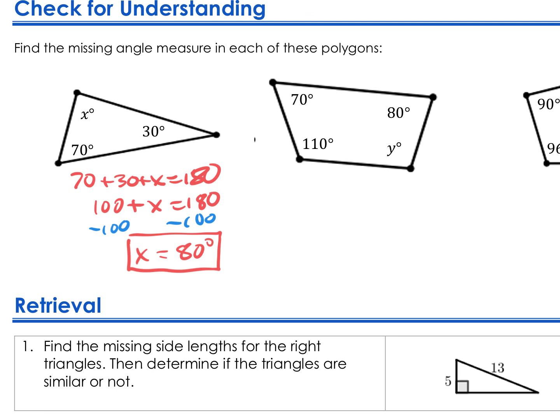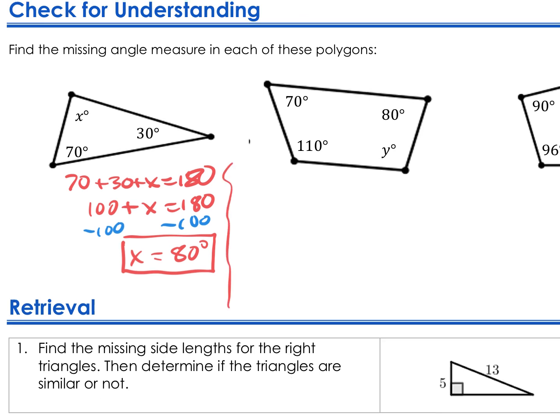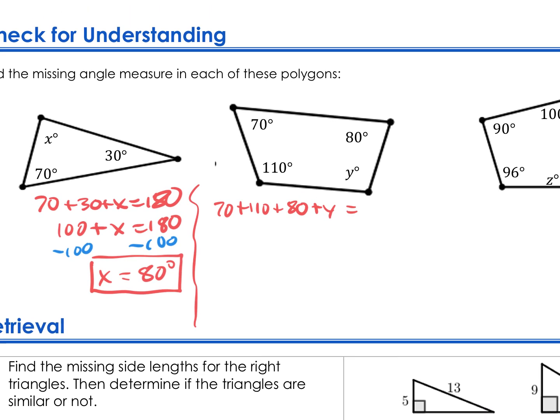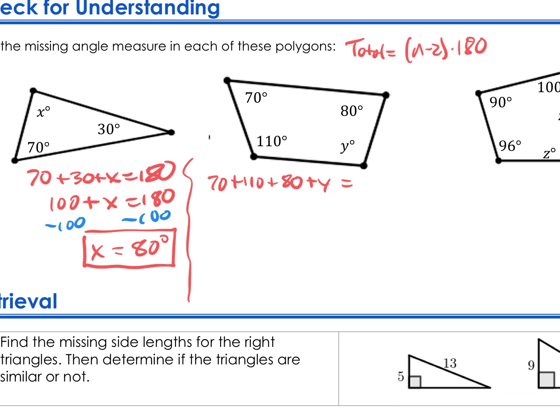And, well, we got to ask ourselves, what do all the angles add up to? Well, we have 70 plus 110 plus 80 plus y. That has to equal a total. In order to find out what that is, let's remember our theorem. The total of the angles in the polygon is n minus 2 times 180. So n in this case is 4 sides, and it's 4 minus 2 times 180.